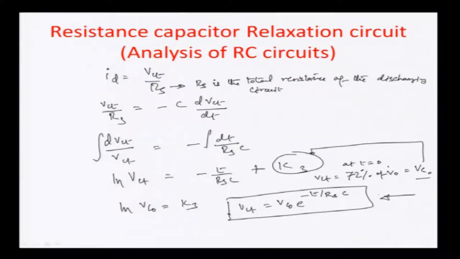Therefore, the relationship on the discharge side of the circuit is simplistically given by: the voltage on the central capacitor equals the charging voltage on the central capacitor at the beginning, before the discharging process happened, times exponential of minus t by RS times C. C is the capacitance of the capacitor, and RS is the total resistance of the discharging circuit.